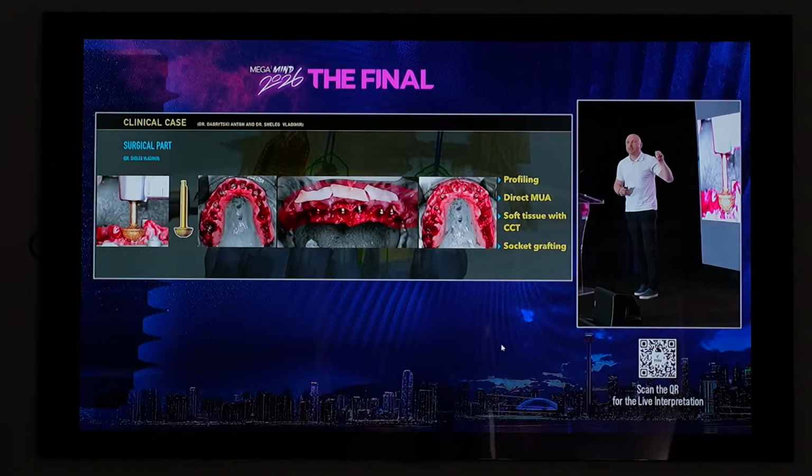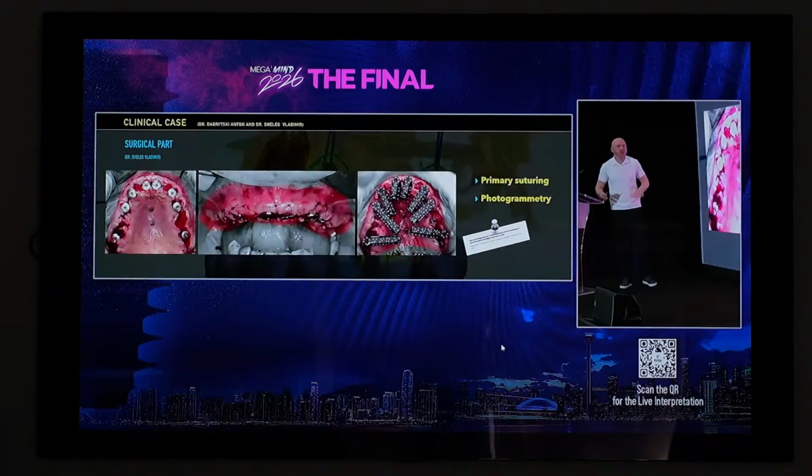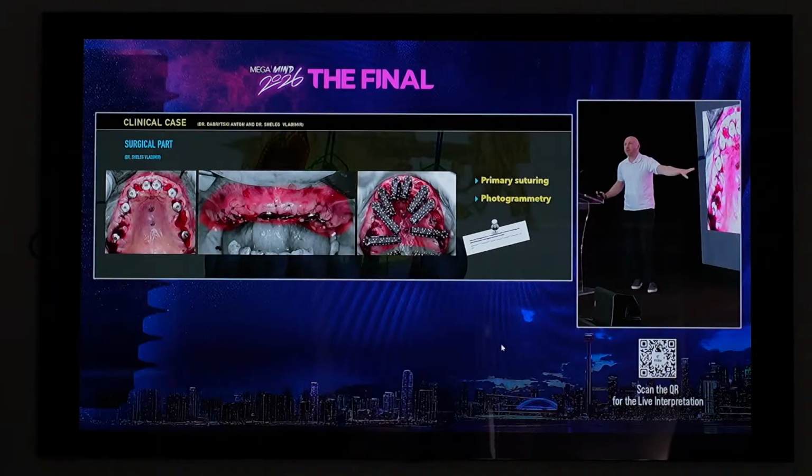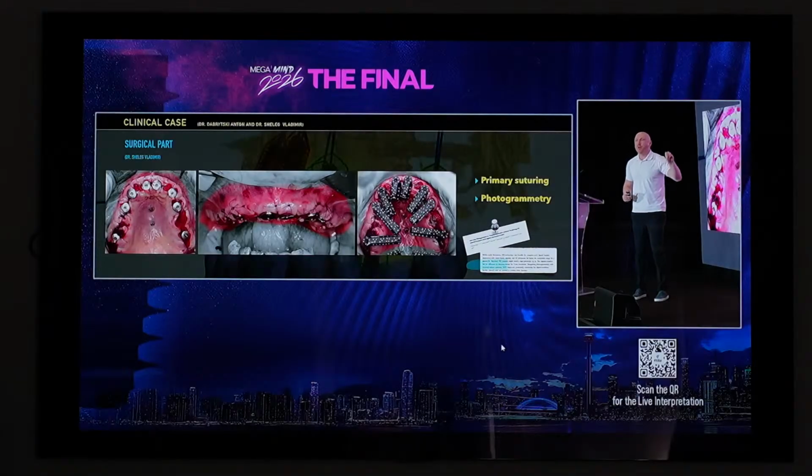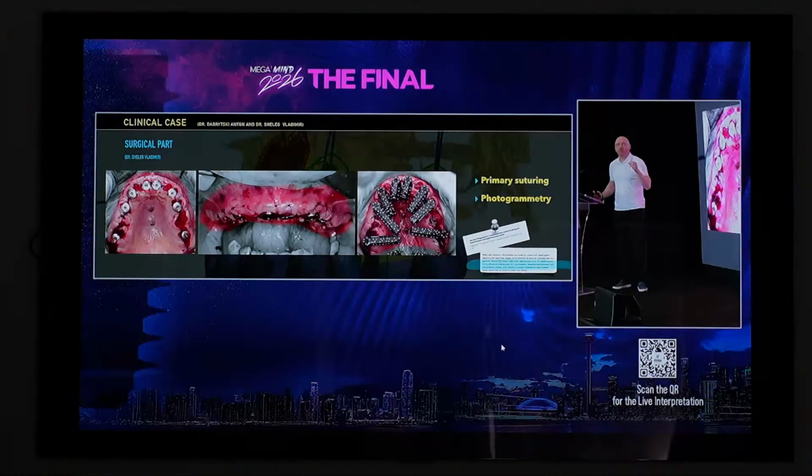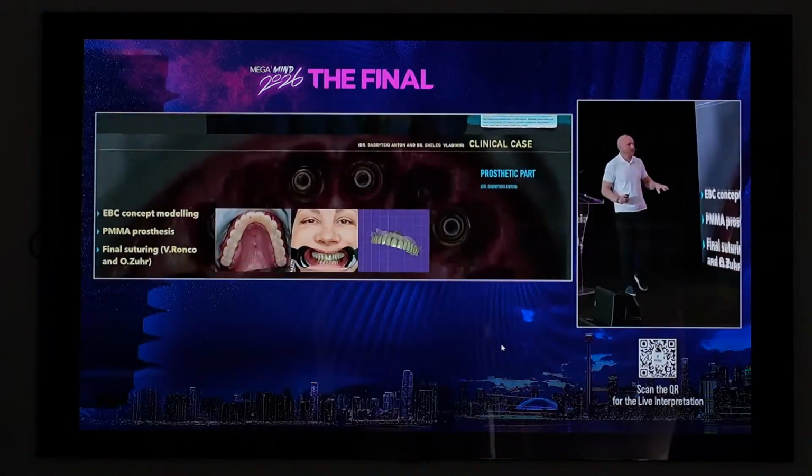All these measures aimed to preserve as much volume of the alveolar ridge on the upper jaw as possible during our procedure. Then healing abutments and only primary suturing. After it, on the surgical table, we can make a scanning procedure with IPG. We think that IPG is the simplest way to have very precise digital impressions.